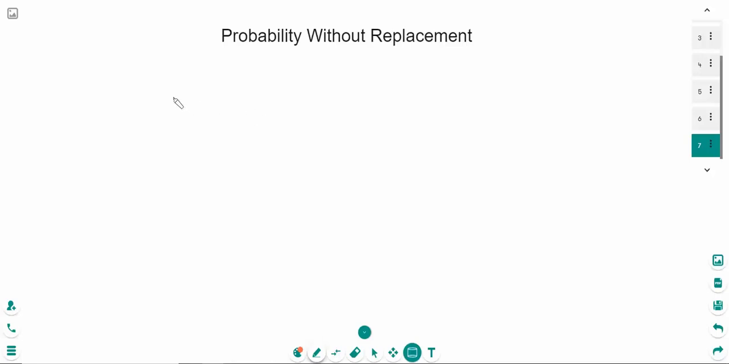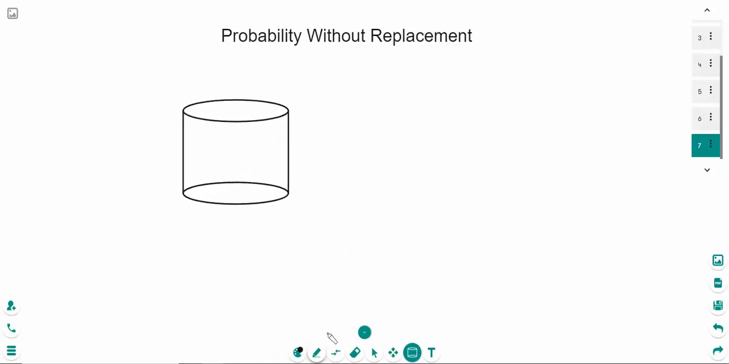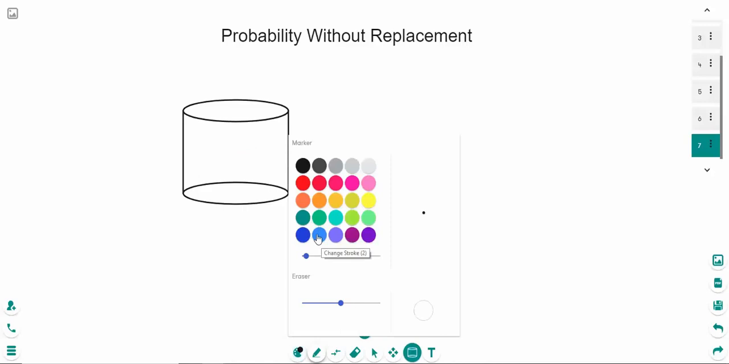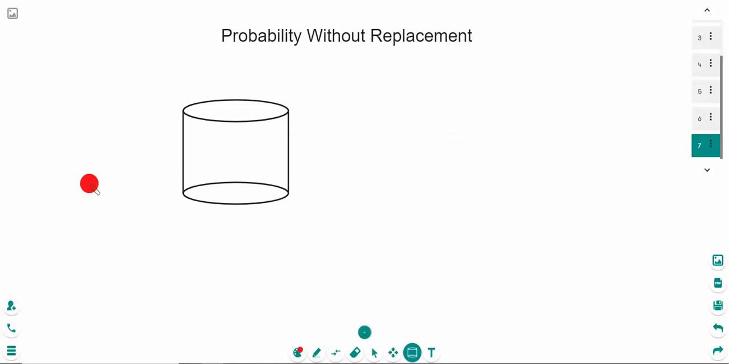So in other words, let's say I have a bucket. We're going to make some red marbles, let's say we've got five red marbles in here. And then let's also say we've got some blue marbles. So we've got 1, 2, 3, and we'll just say 4 marbles that are blue.